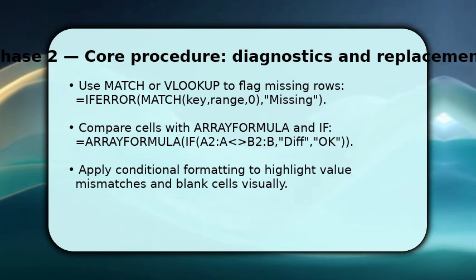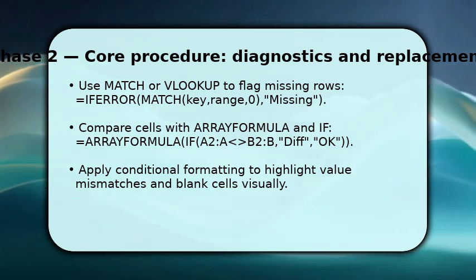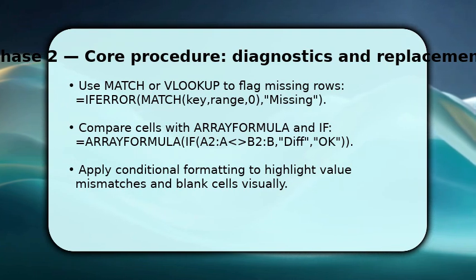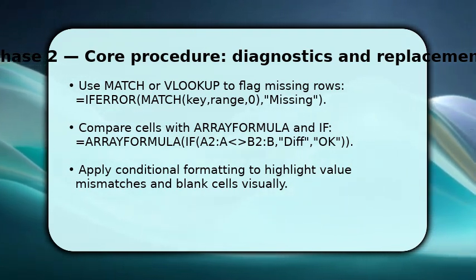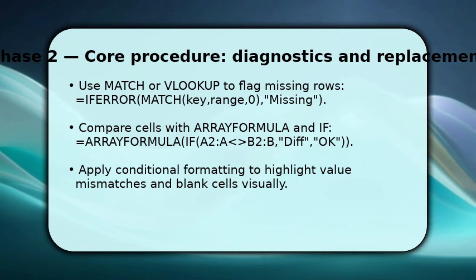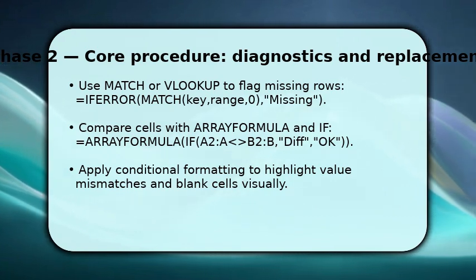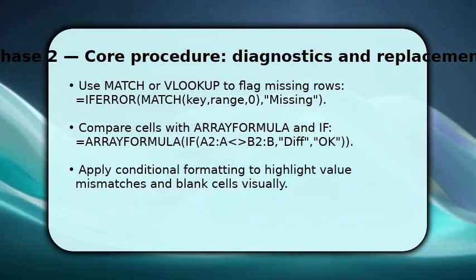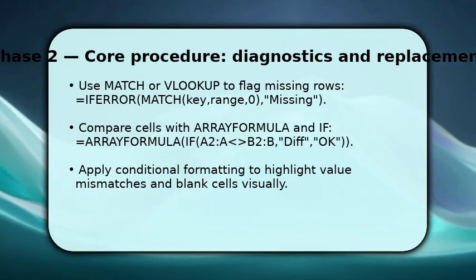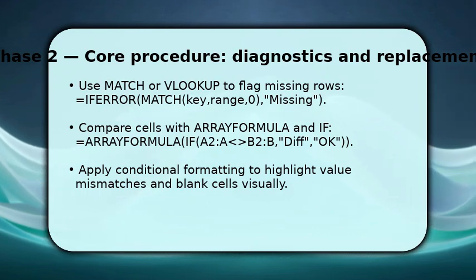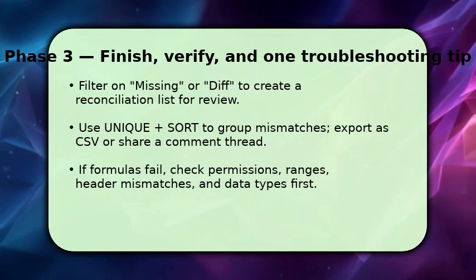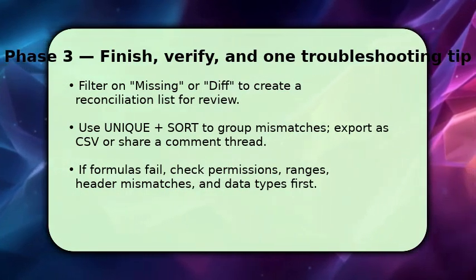Use MATCH or VLOOKUP to find absent keys in the other sheet, and use ARRAYFORMULA with IF to compare whole columns at once. For example, compare amounts using =ARRAYFORMULA(IF(TRIM(A2:A)=TRIM(IMPORTRANGE B2:B), "OK", "diff")). Then apply conditional formatting rules to those result columns so differences stand out, and you can scan anomalies quickly. Finally, consolidate and act on the flagged differences.